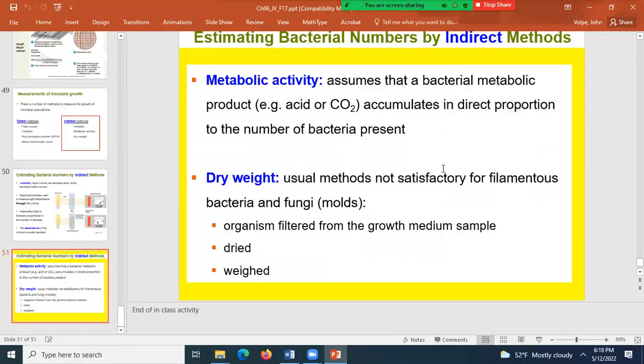Metabolic activity assumes that the bacterial metabolism product accumulates in direct proportion to the number of bacteria present. For example, if we're looking at the CO2 accumulating from the microbes, the more CO2 we have, the more bacteria we have. And you look at a chart, you determine how many cells you have depending on how much CO2 was produced. Any question about any of that?